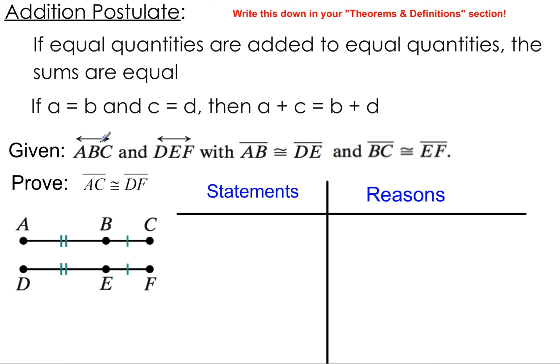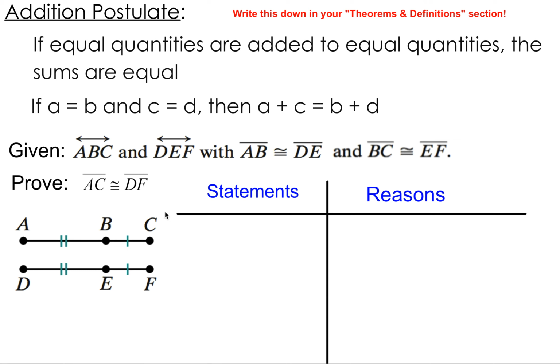Okay, so let's apply the addition postulate to an actual proof. So I'm going to keep the postulate up here. It says if equal quantities are added to equal quantities, the sums are equal. If A is equal to B and C is equal to D, then A plus C is equal to B plus D. So here's the proof. Given ABC and DEF with AB congruent to DE and BC congruent to EF. So how would I prove that AC is equal to DF? Well, if you remember, I just showed you how to do that.